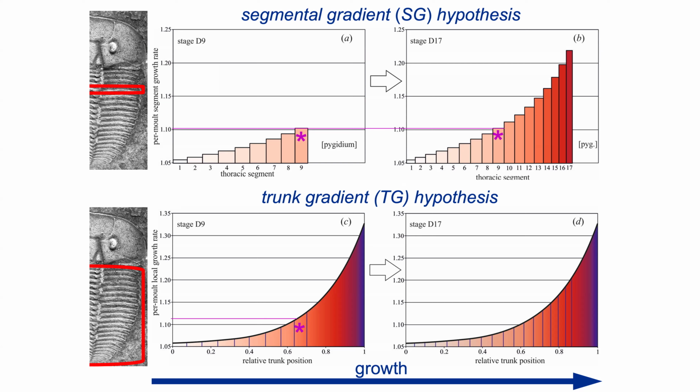But in this model here, the trunk gradient, a segment in one position would have a growth rate of this amount when it's, say, the ninth segment. But in the trunk gradient model, the ninth segment is now sampling a lower portion of this curve, and so its growth rate would be less. And so we can test, does it maintain the same growth rate that's specific to particular segments, or is it more like the control of the whole gradient of the trunk?